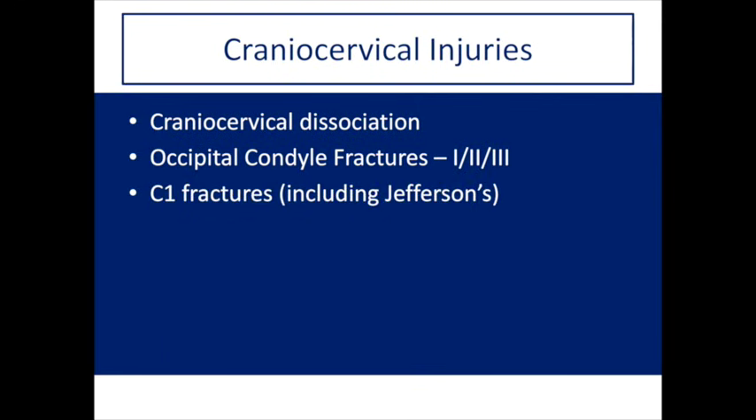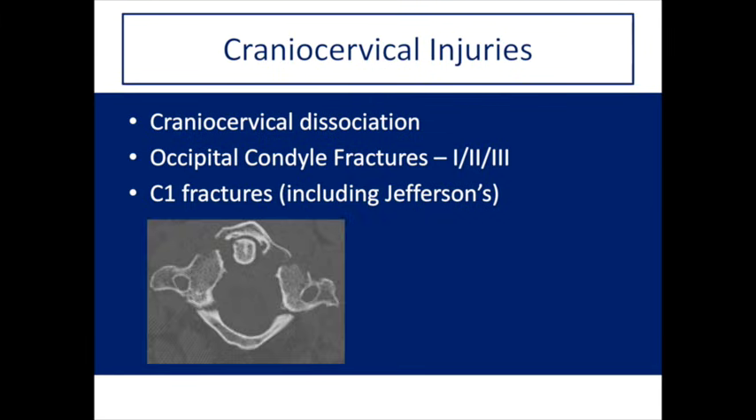Next, we talk about C1 fractures or atlas fractures. Atlas fractures can come in various forms. A Jefferson's fracture refers to a burst fracture of C1. If you have fractures through both the anterior and posterior arches of C1, you can call it a Jefferson's fracture. This is an example of a Jefferson's fracture with fractures of the anterior arch and the posterior arch.